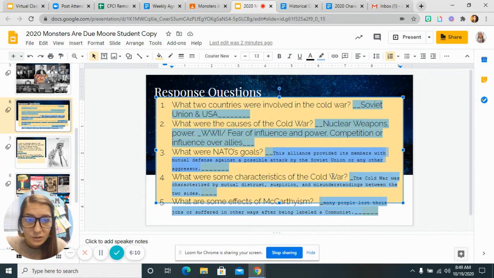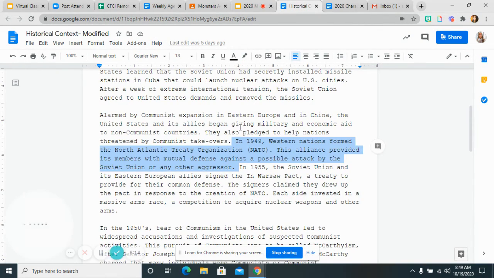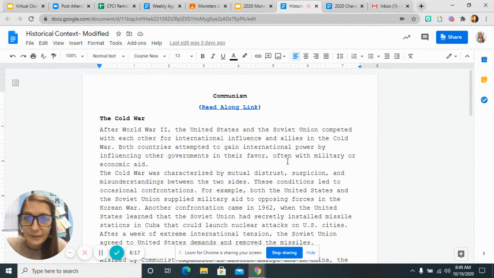So what are some characteristics of the Cold War? I got this from the very beginning of the reading, where it says, maybe not, maybe second paragraph, yeah, the Cold War was characterized by mutual distrust, suspicion, and misunderstandings between two sides. It led to confrontations.